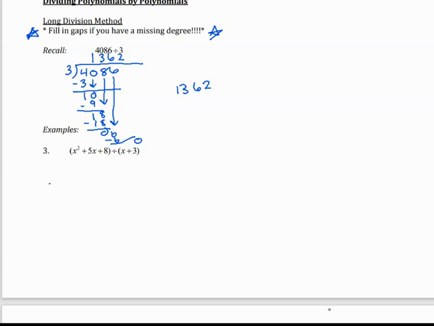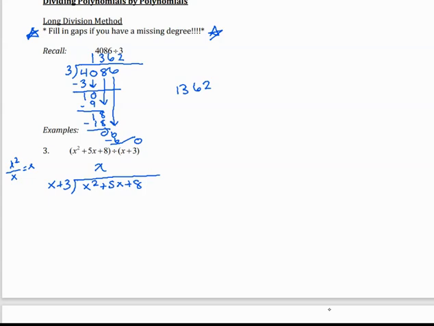So I'm going to take the x plus 3 out front, because that's what I am dividing by. And I'm going to put x squared plus 5x plus 8 inside. So now we're going to divide. And we just look at the first terms for each. So I say, how many times can x go into x squared? Or x squared divided by x is what? Right? So x squared divided by x, that just gives me x to the first. So I get an x.